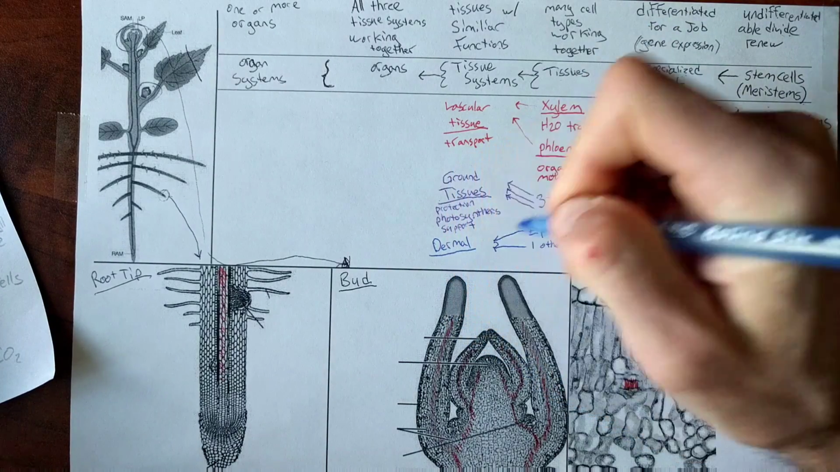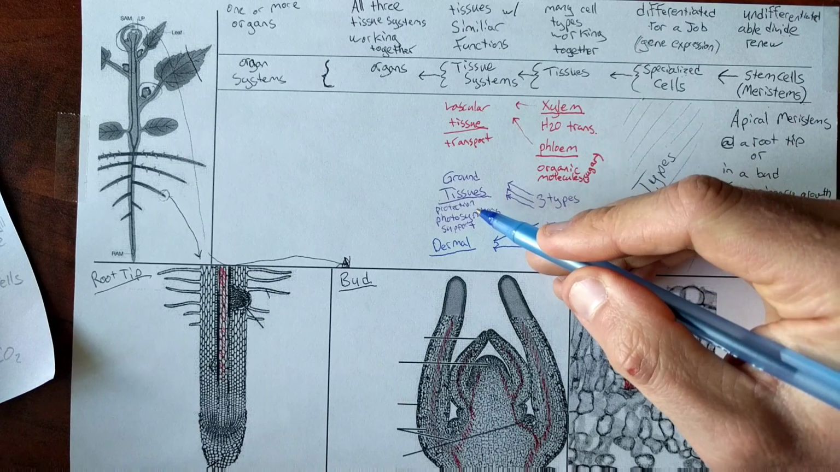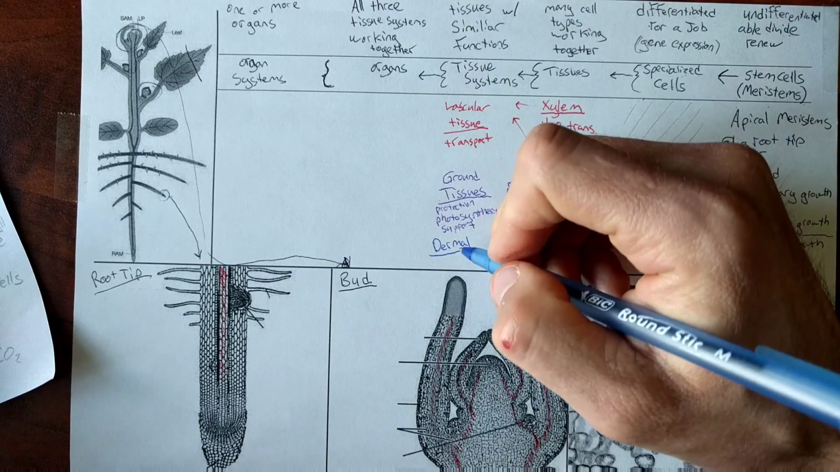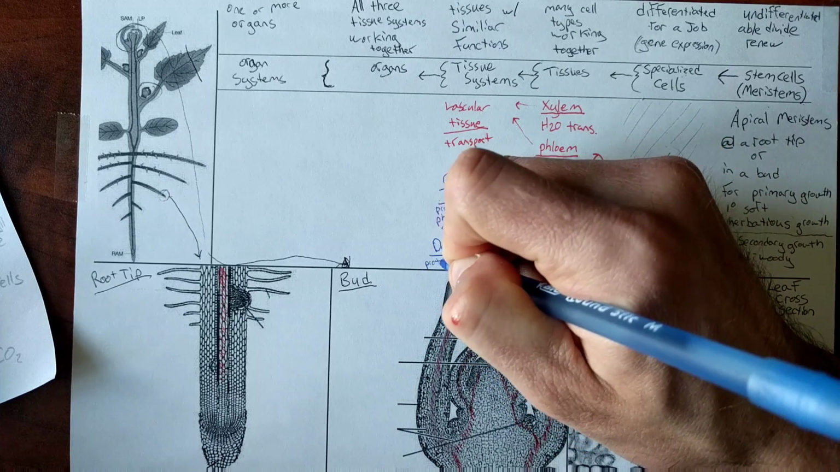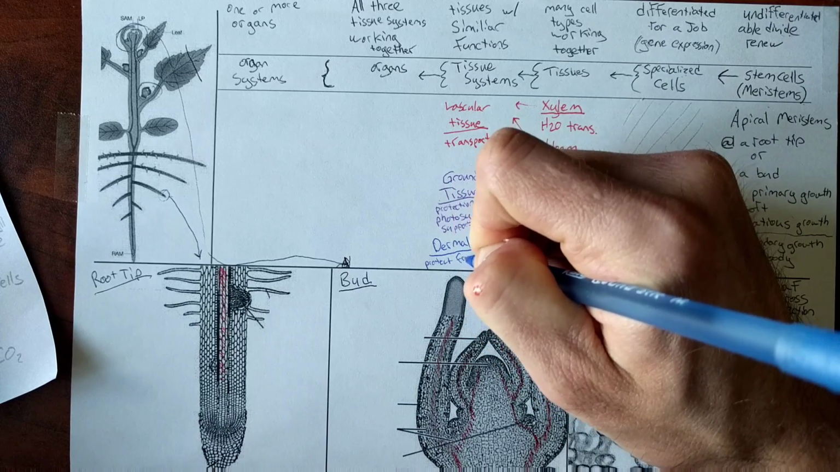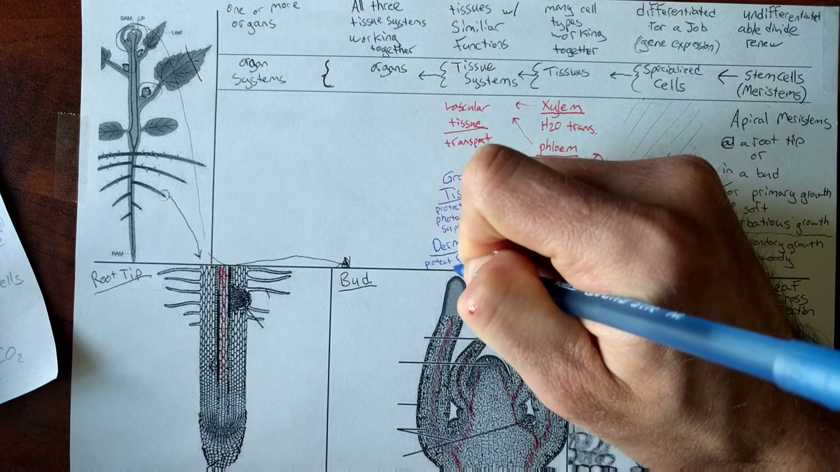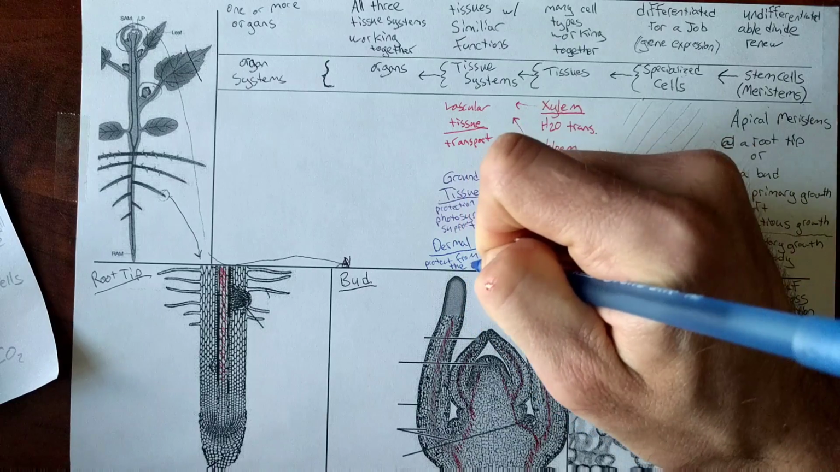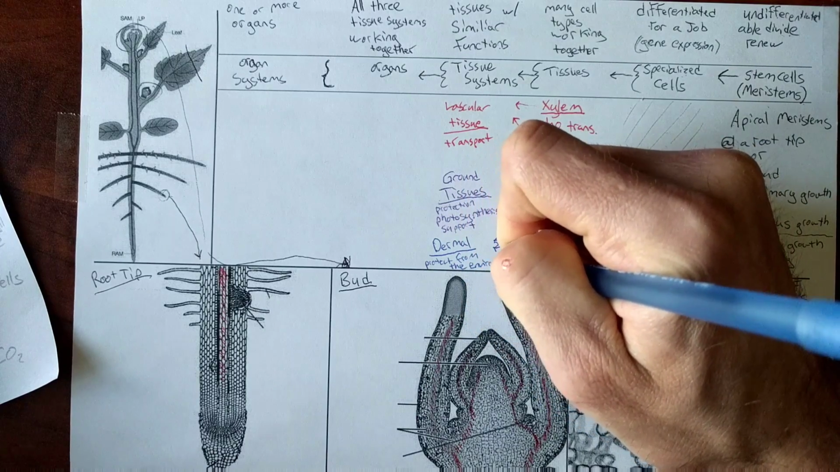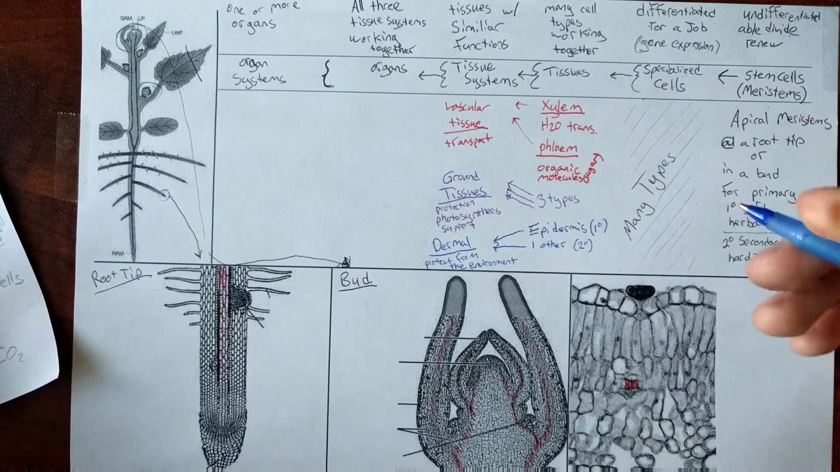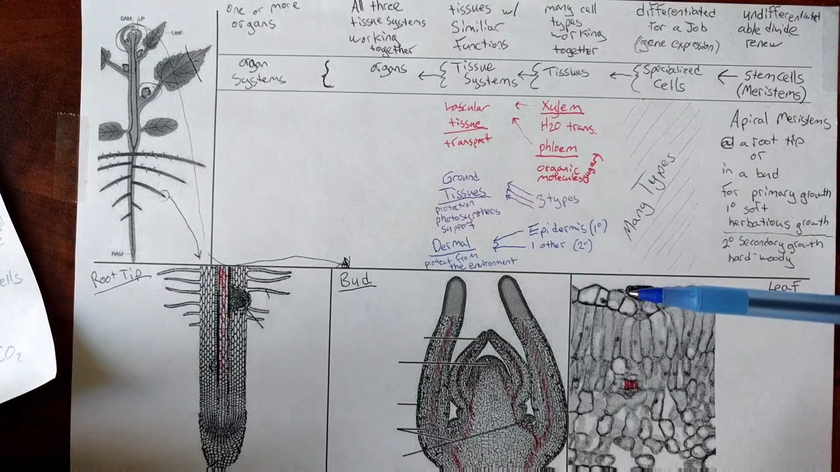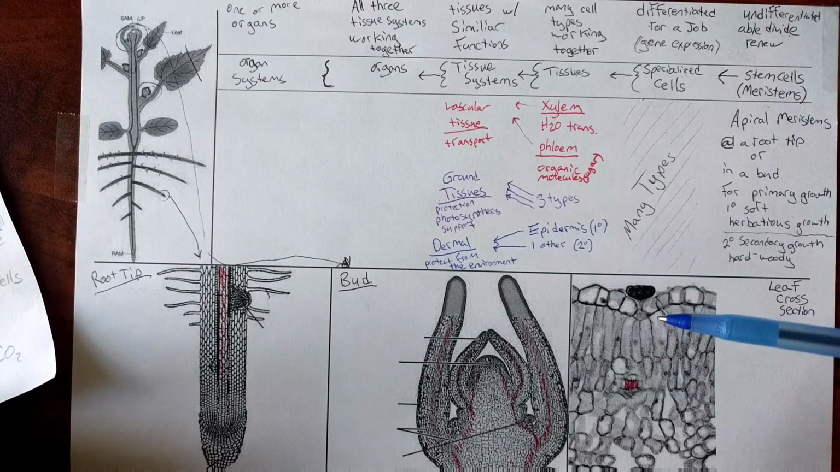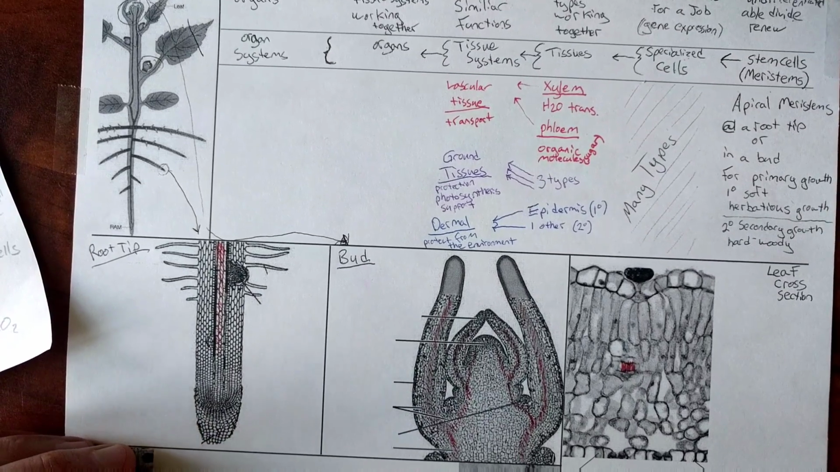And while ground tissue can provide some interior protection, padding, cushioning, dermal tissue on the outside is protection against the environment. Protect against water loss, UV radiation, pests, things like that. So now let's add some color to our images.